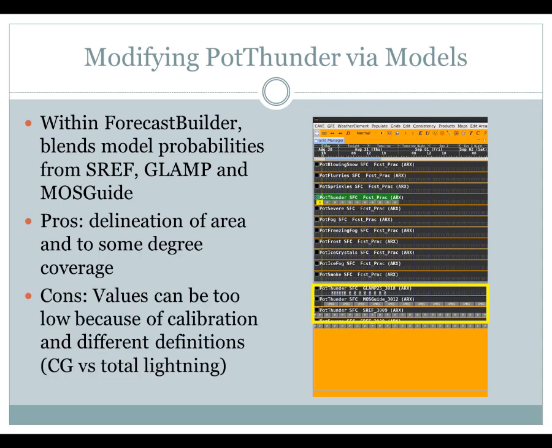But one of the drawbacks is that the values can be too low because of a combination of calibration, in the case of the SREF, and different definitions. For example, the SREF is looking at cloud to ground lightning versus total lightning, which is something we're probably close to needing in Forecast Builder and the prediction of the weather grid.